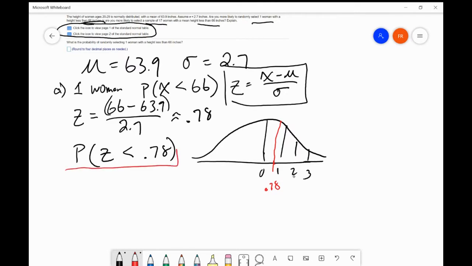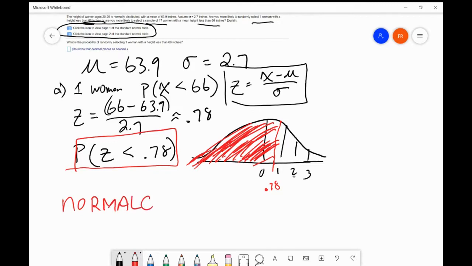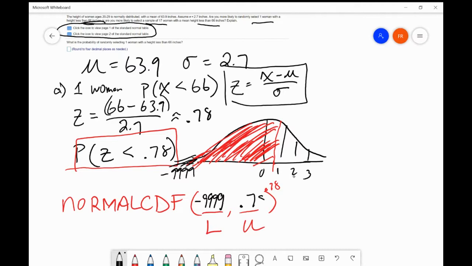And since we're looking for the probability to be less than 0.78, we're actually looking for the area to the left, right? Yes. Okay, so remember, if I was to use my calculator, I would be writing normal CDF. And then remember, I'm going to be using 2 numbers. One of them is going to be my lower number, and one's going to be my upper number. So if I'm all the way over here to the left, my lower number will be negative 9999, while my upper number is going to be 0.78.